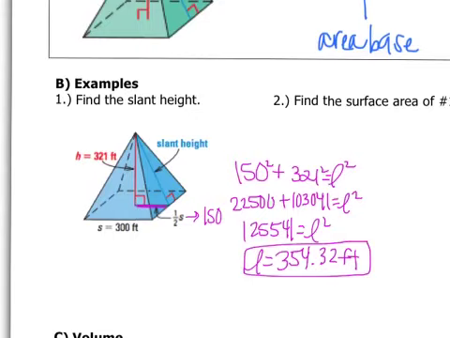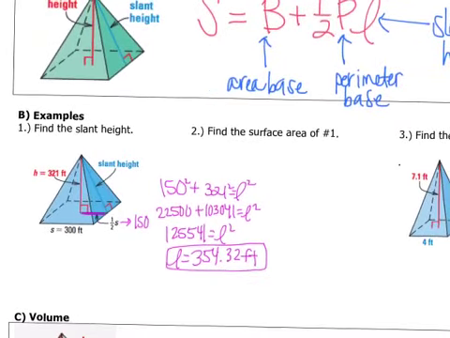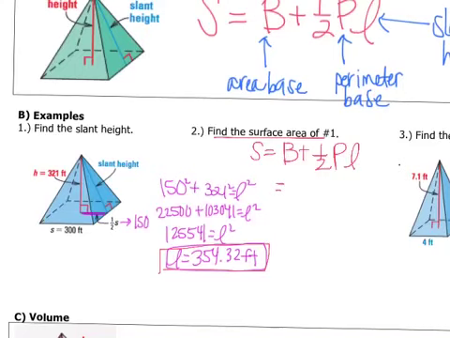All right, so now what we're going to do, still looking at that same pyramid, now let's go ahead and find the actual surface area. We already found the slant height. We'll use that calculation again. Remember, the capital B means area of the base. If our base is a square with a side length of 300 feet, we would just take 300 times 300, which is, what, 9,000? 90,000.